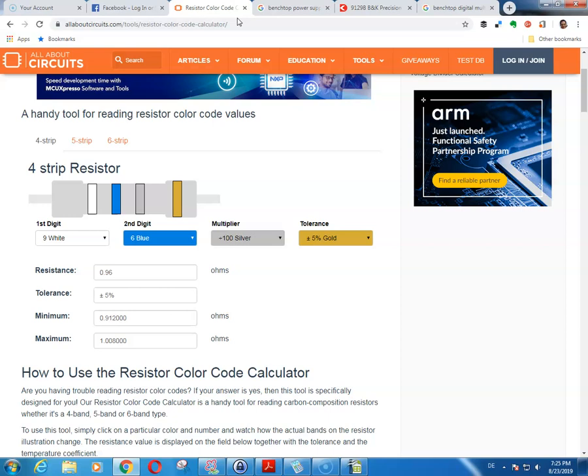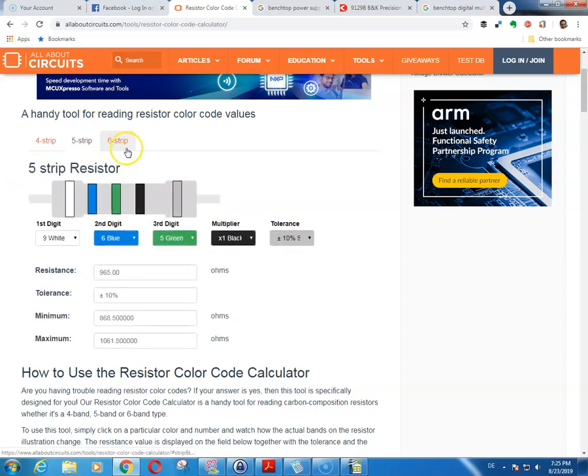We talked about these resistors, basically 4 strips, 5 strips, and so on. The difference between the 4 strips and the 5 strips is very simple. You get the first digit, the second digit, and the third digit, and then you get the multiplier, which multiplies these 3 digits by 1 or by 10 or by 100 and so on. And then the last one is again going to be the tolerance.